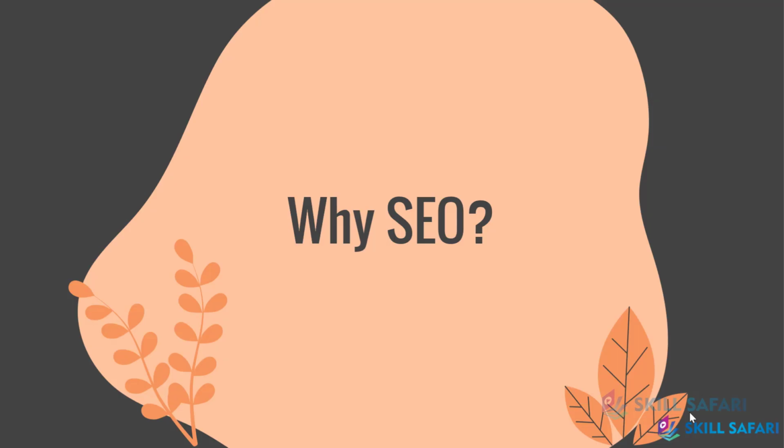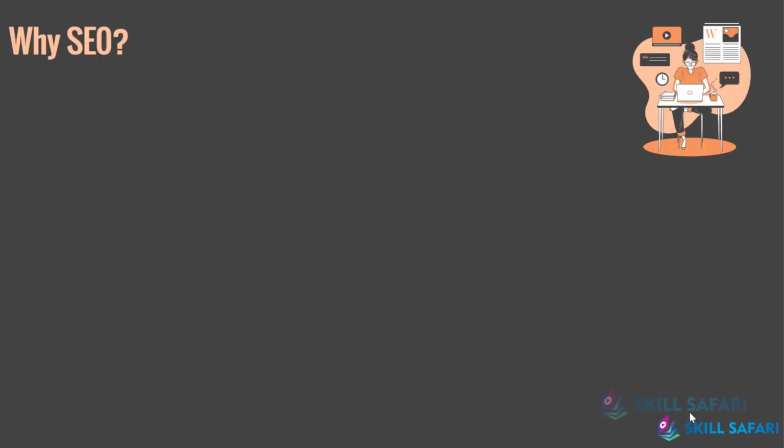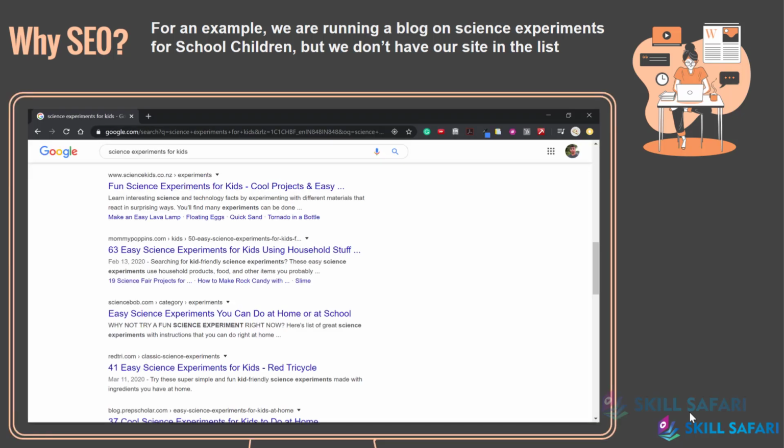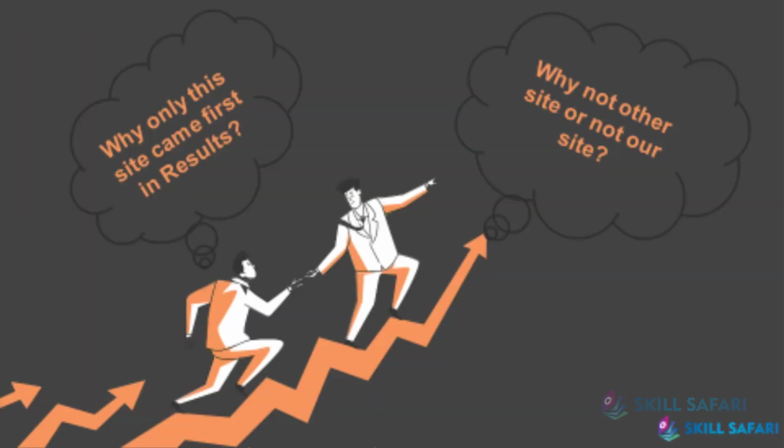So why is SEO required? Let us take an example. Let's consider we are running a blog on science experiments for school children. If I search this particular keyword in Google search, I get the following results. If you observe, these are all organic results, where we have sciencekids.co.nz.